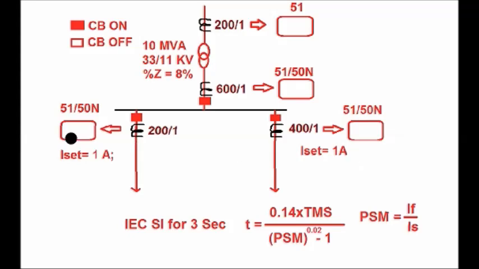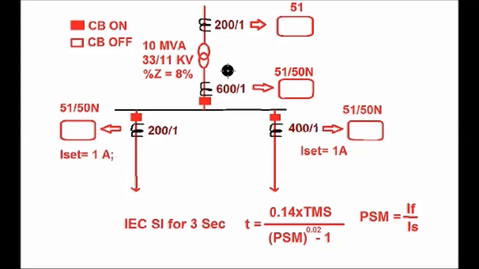So for this feeder and this feeder, the current setting for the overcurrent relay is equal to 1 ampere. And normally the curve taken for the overcurrent relay is the IEC standard inverse for 3 seconds, where trip time T is equal to 0.14 into TMS divided by PSM to the power 0.02 minus 1, where PSM is the plug setting multiplier, given by the ratio of the fault current to the setting current. Here the setting current in terms of secondary is 1 ampere. So in terms of primary it is 400 ampere for this feeder, and 200 ampere for this feeder.